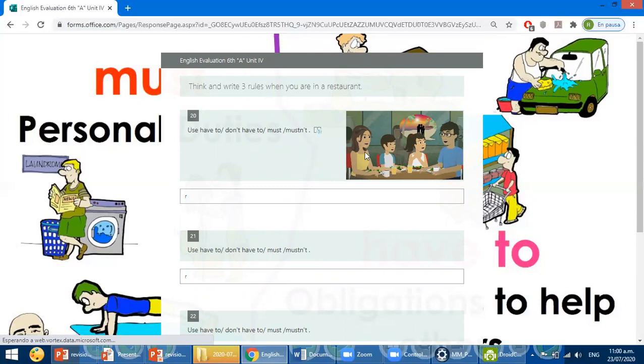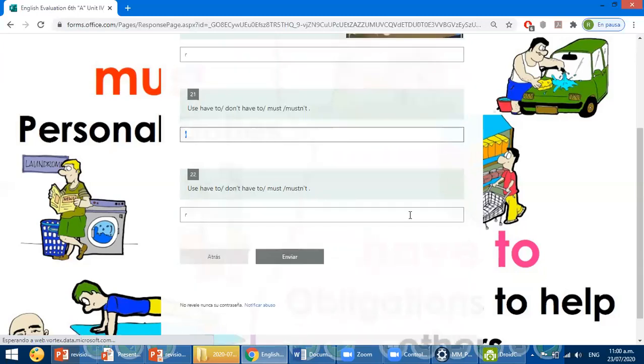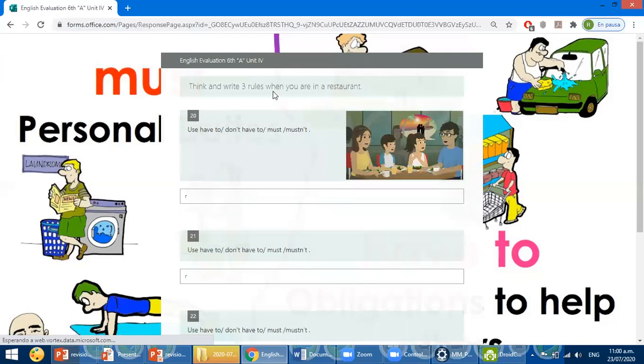3. Imagine, in this time, you are going to make an invitation for a restaurant. And you need to write 3 rules. 1 rule, only 1. The second rule, and the 3rd rule. Okay? You need to write 3 rules when you invite someone to a restaurant.